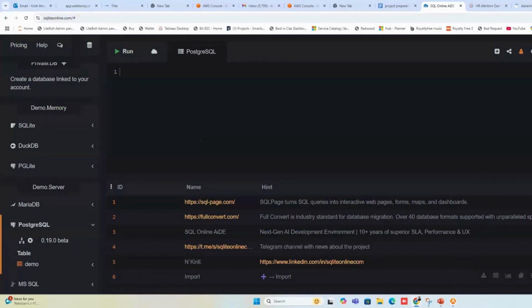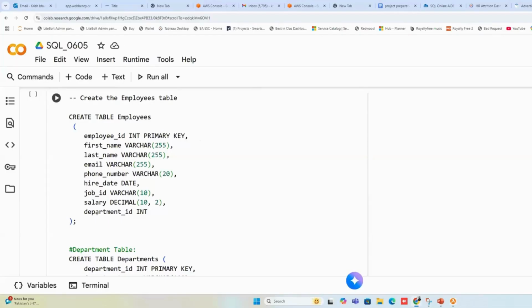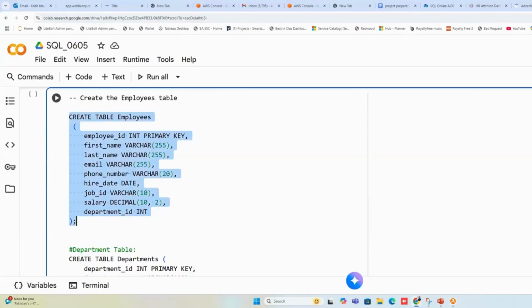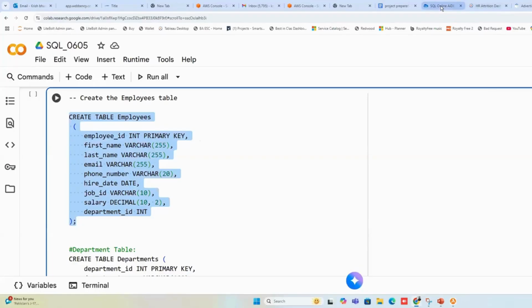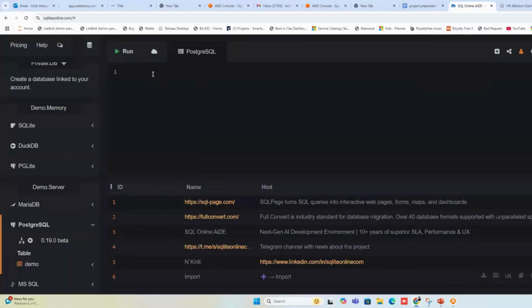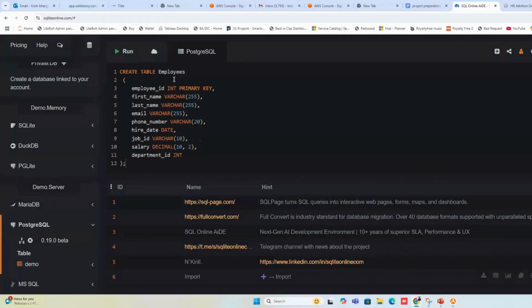All right. Now I need to create a table first. So I'll just copy that. It is there in your Colab. Just copy that. Now to create a table, this is how we create a table in a database. Very simple. We write CREATE TABLE, the name of the table, and in open brackets, the column names.